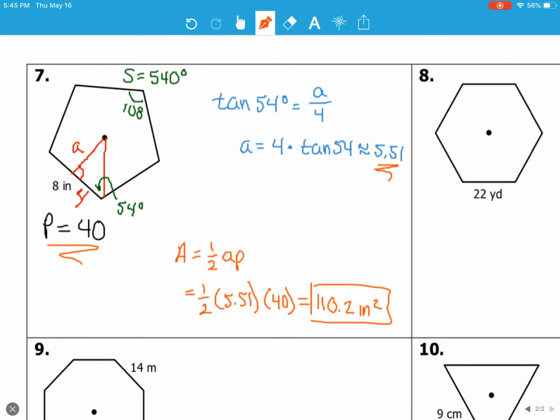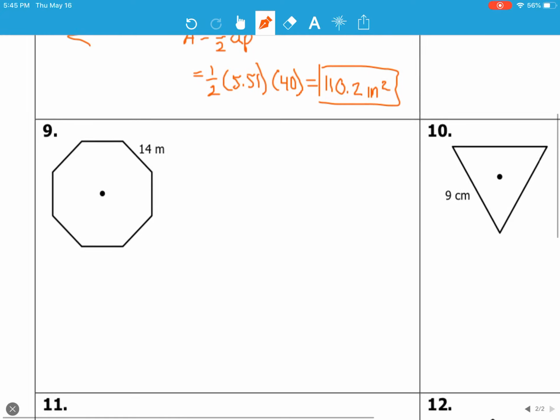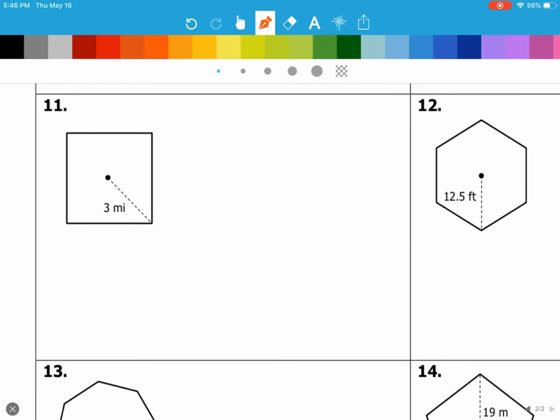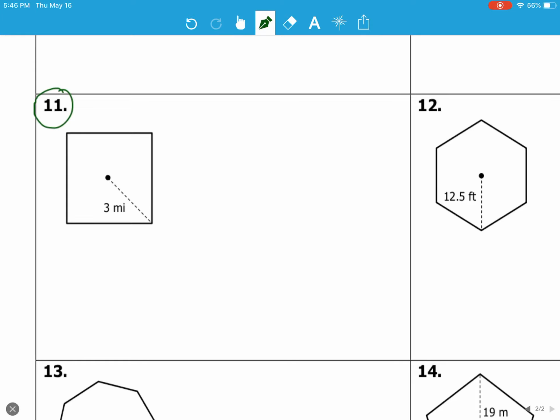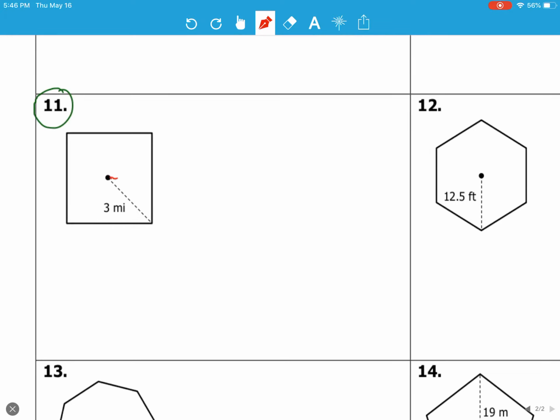So that's another type of problem. And then the last type of problem that I'm probably going to give you for these is a problem like number 11. So for number 11, now you don't know the apothem, because this is the radius, and you don't know a side length. So guess what? You have to find both. So go through the exact same steps that we were doing before. Draw your apothem and find the missing pieces that you need in that right triangle.